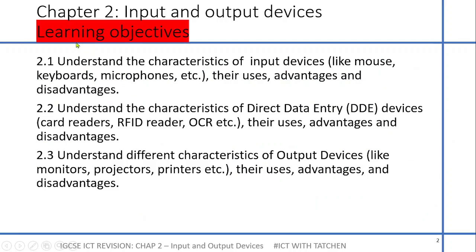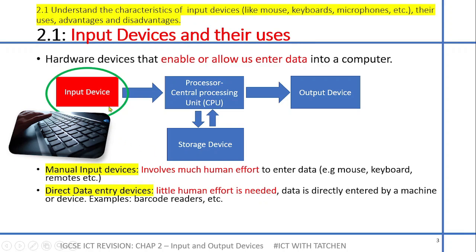So the main objectives we want to focus on here is to understand the character of input devices, their uses, advantages and disadvantages. Secondly, we also look at a certain category of input devices, which are direct data entry devices, such as card readers, OCRs, and the rest. We look at their uses, advantages, and disadvantages. And likewise, we do the same for the output devices. So let's get straight into it.